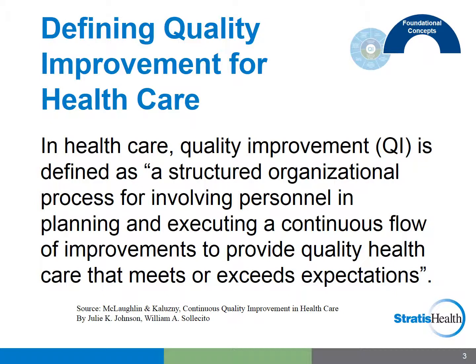While there are many definitions for quality improvement as applied to healthcare, here is one perspective that is broad enough to encompass QI at a very high level. Quality improvement is a structured organizational process for involving personnel in planning and executing a continuous flow of improvements to provide quality healthcare that meets or exceeds expectations. Quality improvement consists of systematic and continuous actions that lead to measurable improvement in healthcare services and healthcare status or outcomes of the patient.